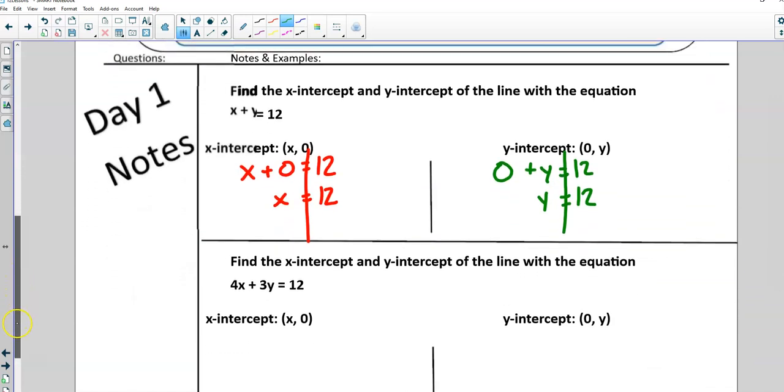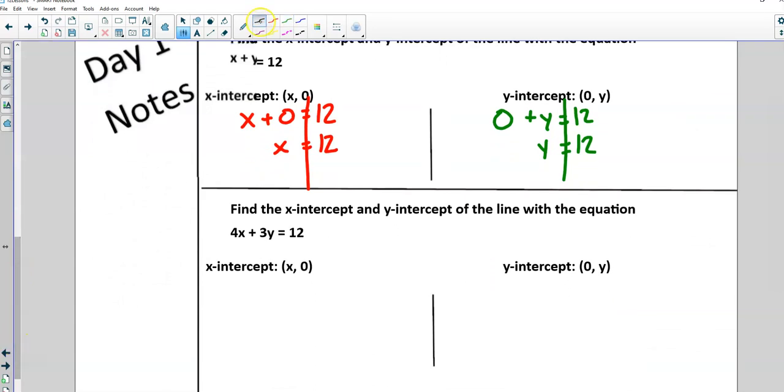And let's do one that actually has numbers on it. Here we go: 4x plus 3y equals 12. Same thing. I have 4x plus 3, except I'm not going to put in a y there. I'm going to put in a 0 for my y. 4x plus 3 times 0 equals 12. And we've got a little bit of math to do.